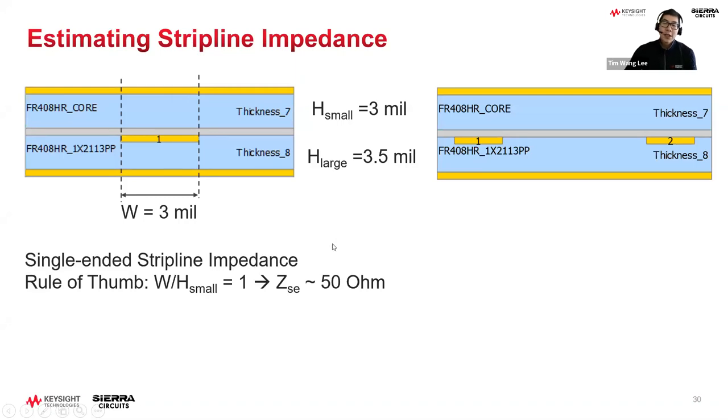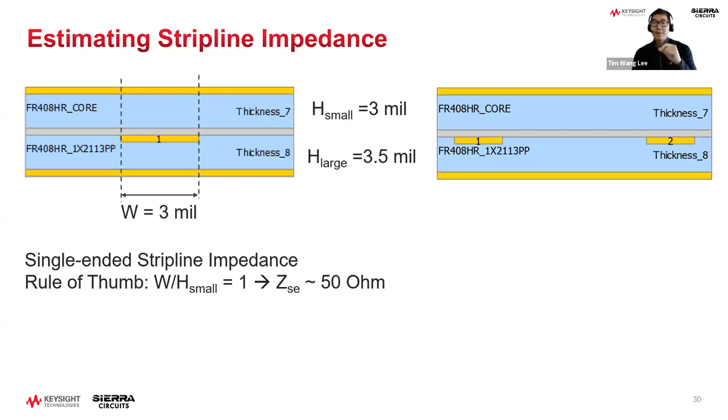Here I'm gonna give you the punchline. The width over the H, the smaller one, if the ratio is 1, then it's about 50 ohms. So you can test based on your stackup. If you have a stackup in your repository or some file somewhere, pull it up and take a look at it.